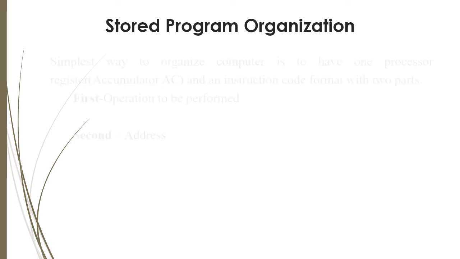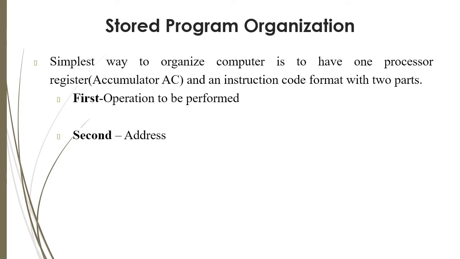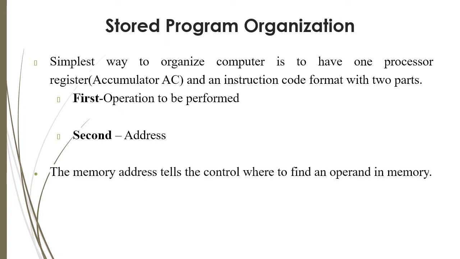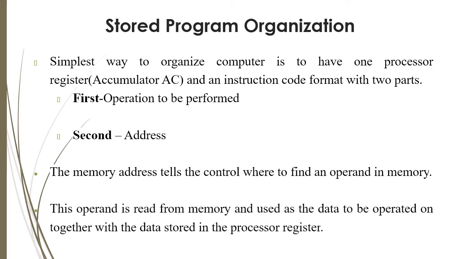Stored program organization. The simplest way to organize a computer is to have one processor register, the accumulator, and an instruction code format with two parts. The first part specifies the operation to be performed and the second specifies an address. The memory address tells the control where to find an operand in memory. This operand is read from the memory and used as the data to be operated on together with the data stored in the processor register.